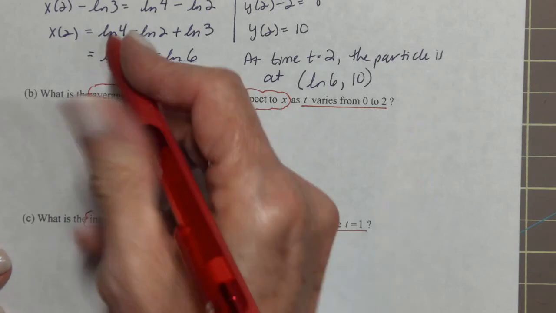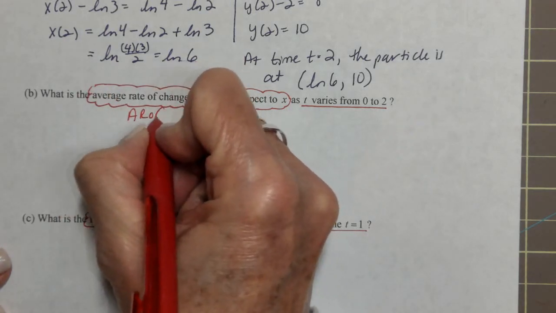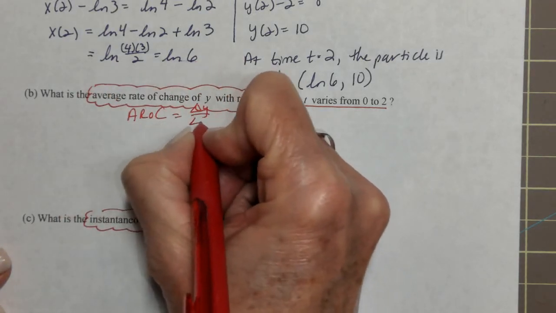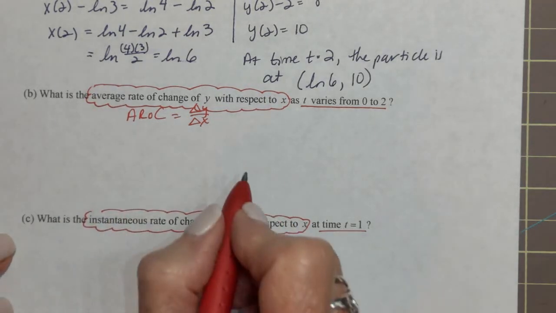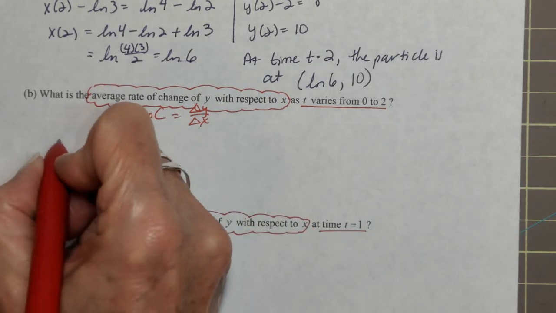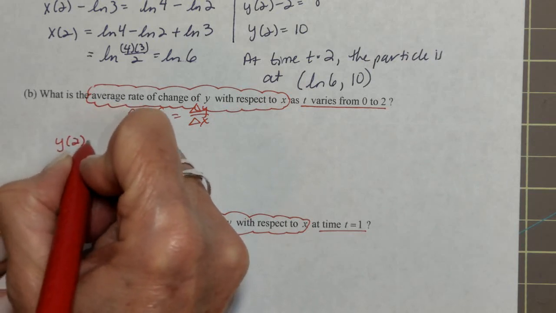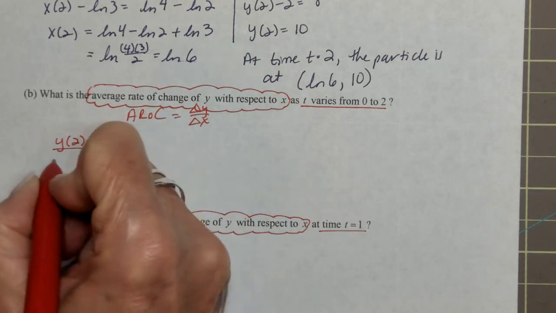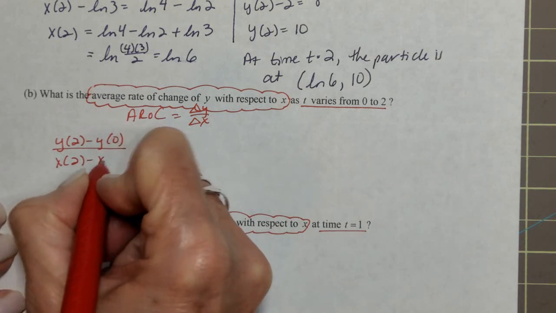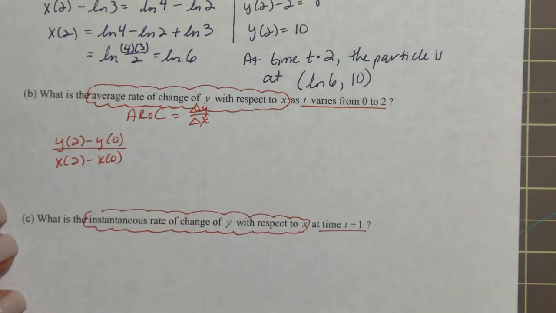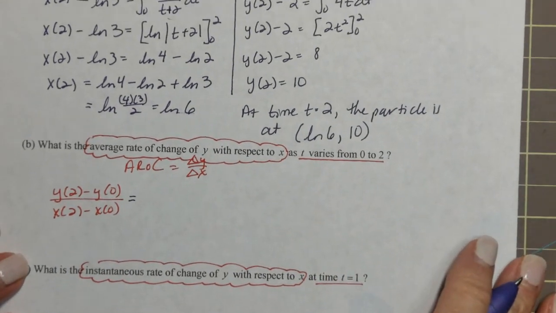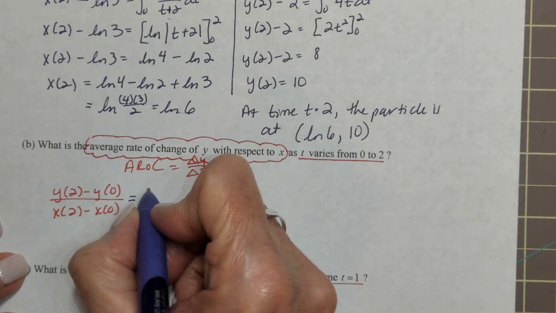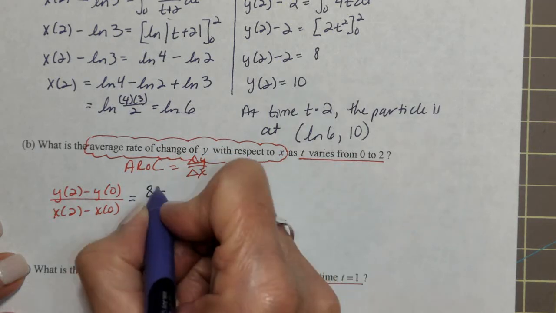I think of this as AROC. Just change in y over change in x. That's all it is. Okay? So our old Algebra 1 slope. So I'm going to write this as y at 2 minus y at 0 divided by x at 2 minus x at 0. Go back to my purple. Okay, y at 2, so I'm going to my y equation. Y at 2 will be 4 times 2. Y at 0 is 4 times 0.